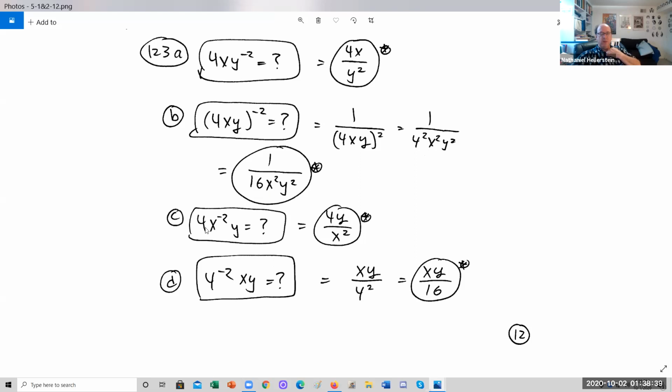There. Here's 4x to the negative 2y. What's that? Well, I'll write this as an x to the second in the denominator and get 4y over x squared. So these are very similar, A and C. Then there's 4 to the negative 2xy. What's that? Well, that's xy over 4 to the second. That's xy over 16.